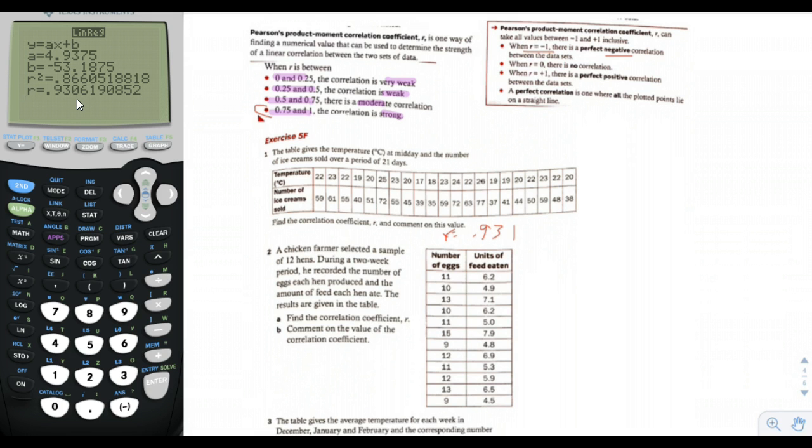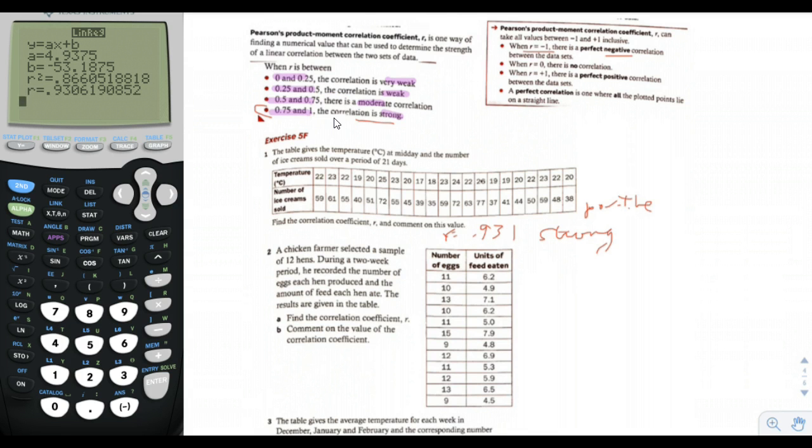Remember that if you have a Pearson's correlation coefficient of 0.931, the correlation is strong. So we'll say that the correlation is positive strong, because we know it's positive because it's a positive 0.931, and we know it's strong because 0.931 is between 0.75 and 1. So if it was negative 0.931, then we would say it is negative strong.